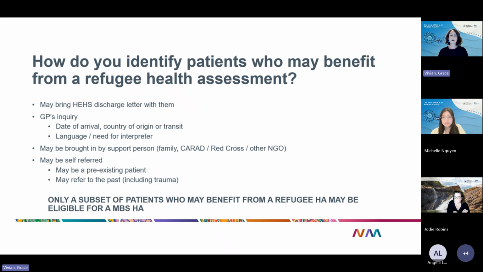It's important to note only a subset of patients who can benefit from a refugee health assessment may be eligible for the Medicare rebate associated with the health assessment. So let's talk a little bit more about that Medicare rebate now.